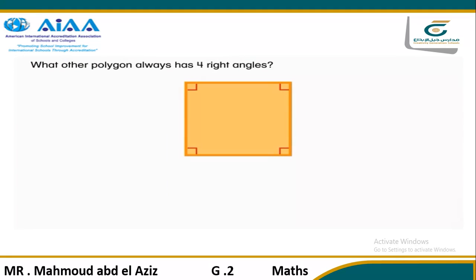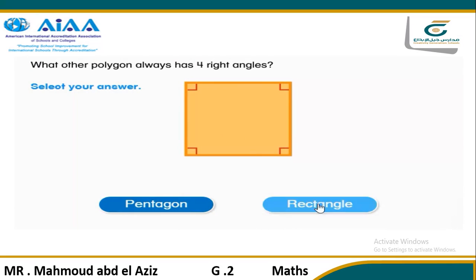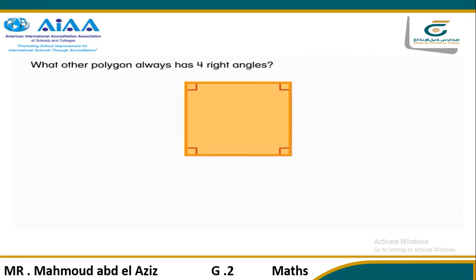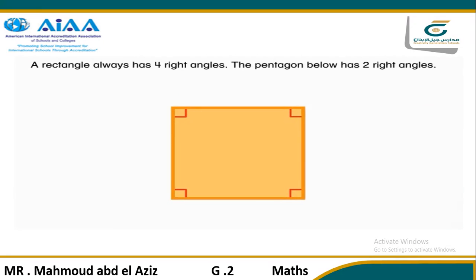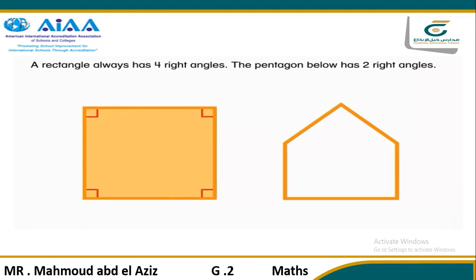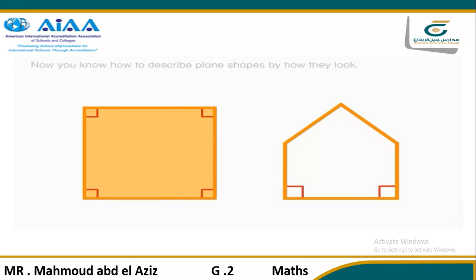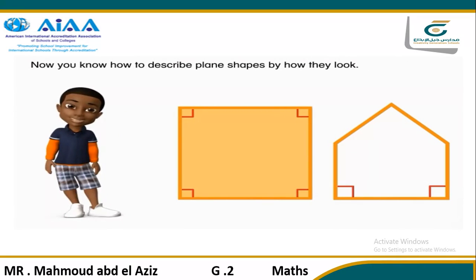What other polygon always has 4 right angles? Select your answer. A rectangle always has 4 right angles. The pentagon below has 2 right angles. Now you know how to describe plane shapes by how they look.